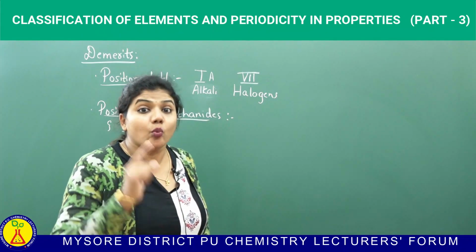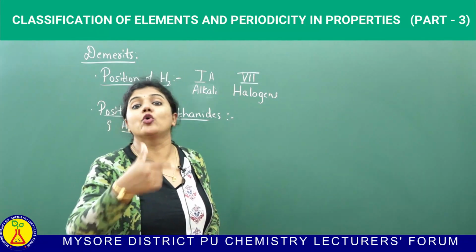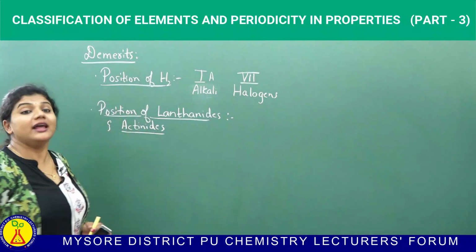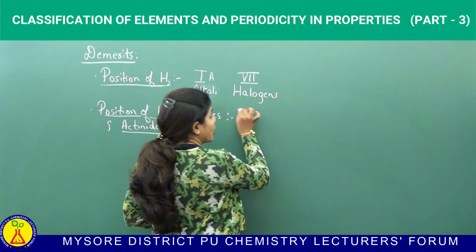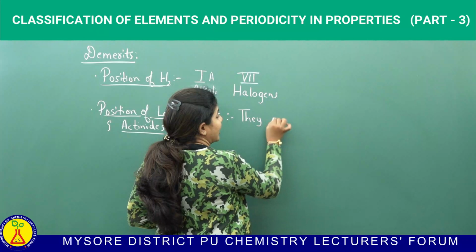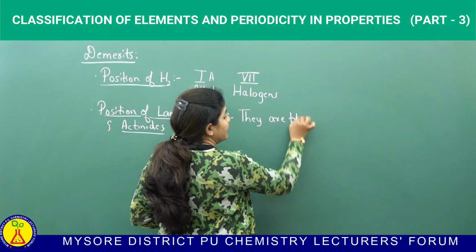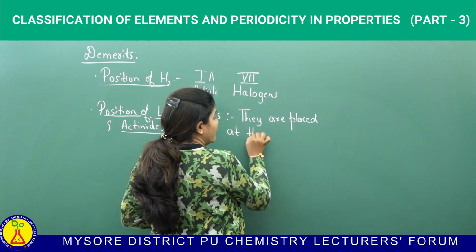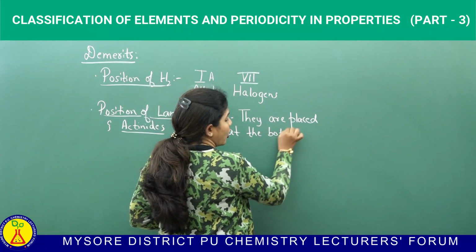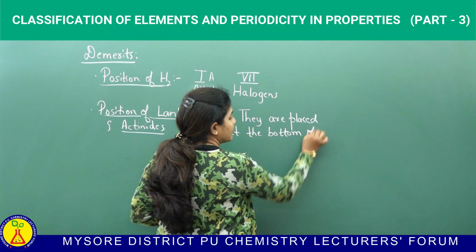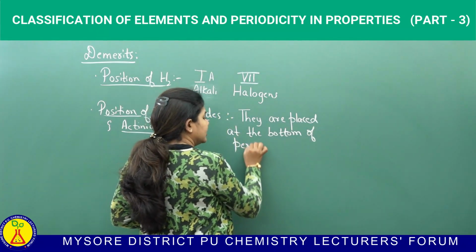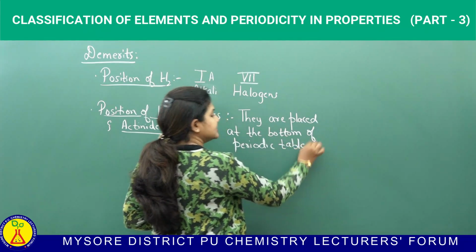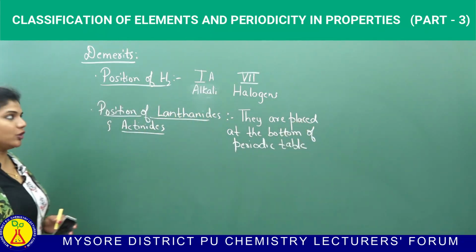That is a drawback. Mendeleev could not explain why they are placed there. He could not justify the position of lanthanides and actinides because they are placed at the bottom of the periodic table, not in the main frame.